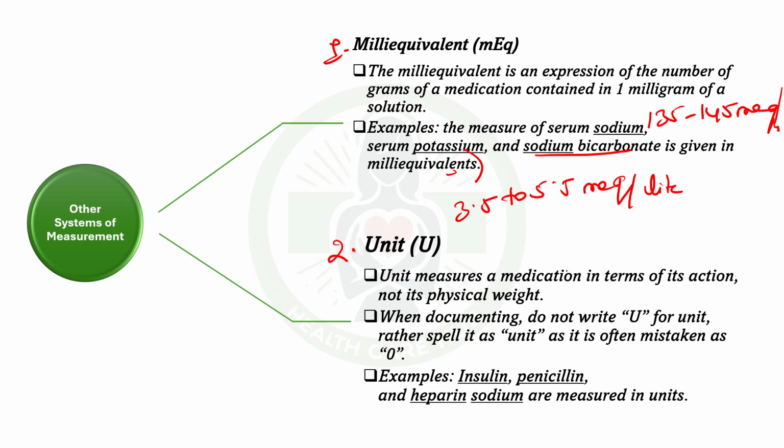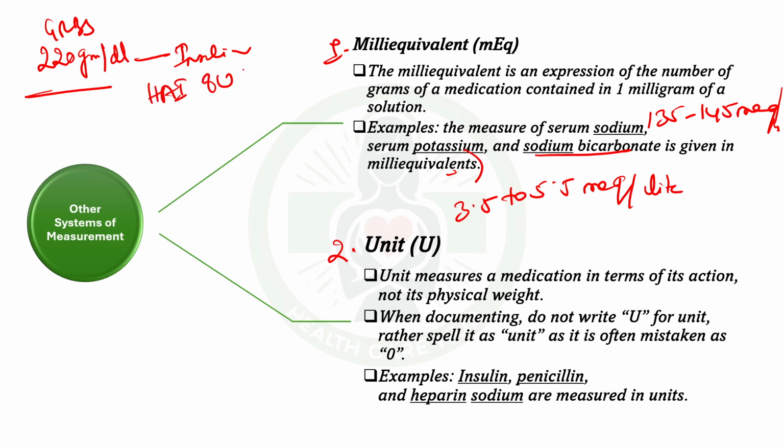Then units. For example, the doctor will write, okay, 220 mg per deciliter. This is the metric system. I have documented the patient's sugars, GRBS. So how much insulin will I give? Insulin, for high sugar, human actrapid injection 8 units given subcutaneously, like that I will sign at the end. Understood? Here I have written 8 units, and that is called the unit method of documenting.